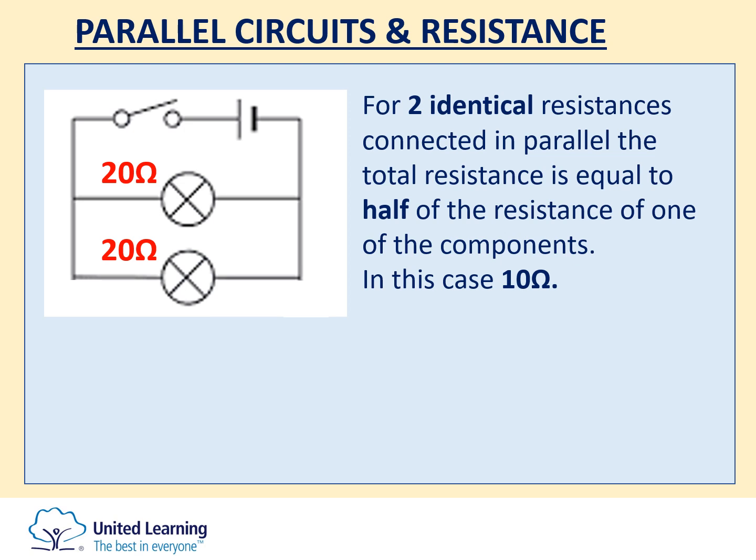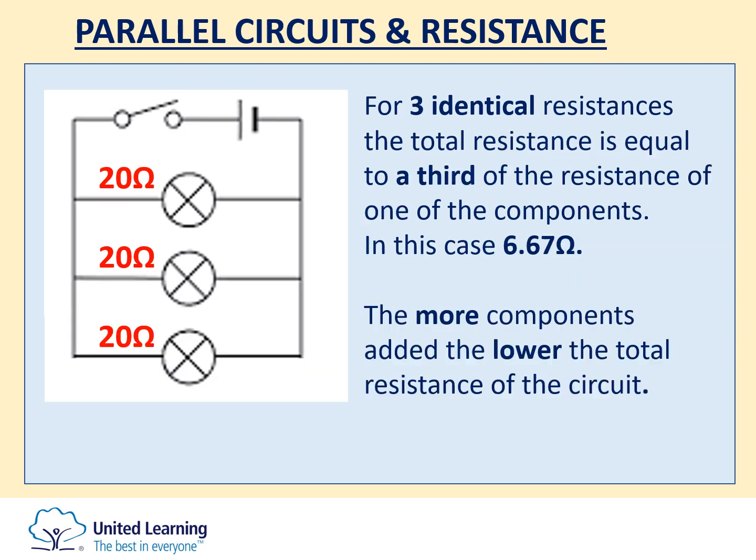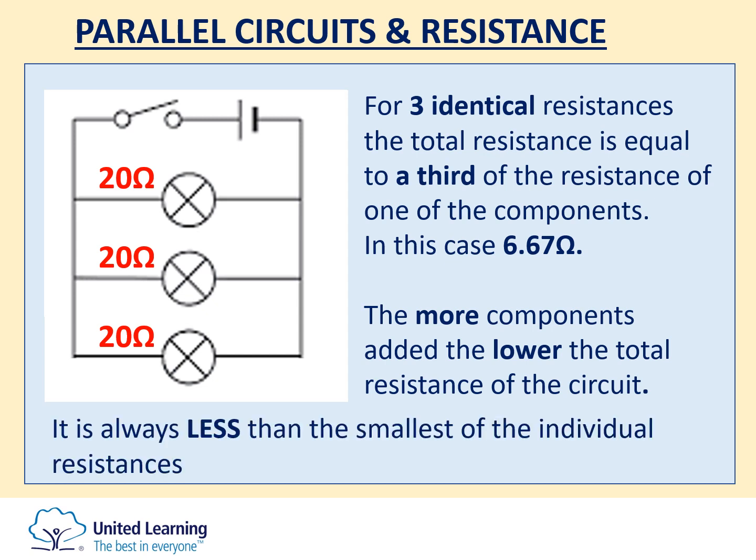In the case of identical components connected in parallel, the resistance for two resistors connected in parallel is equal to half the value of one of them. For three resistors connected in parallel, it's 1/3 of the resistance of one of them. And as you add more components into the circuit, the resistance will continue to get lower and lower and lower. It will always be lower than the smallest individual resistance in the circuit.